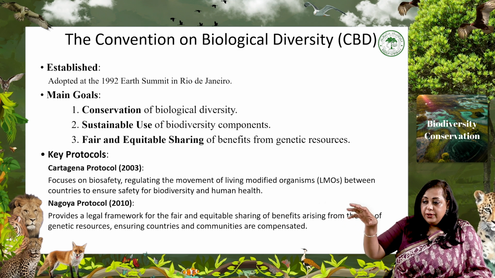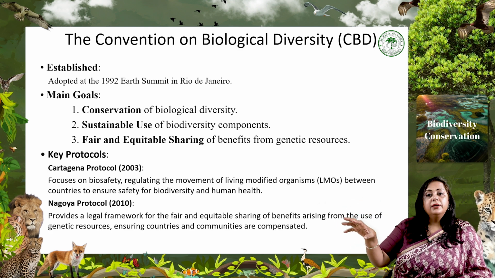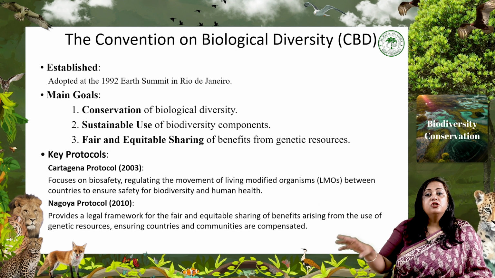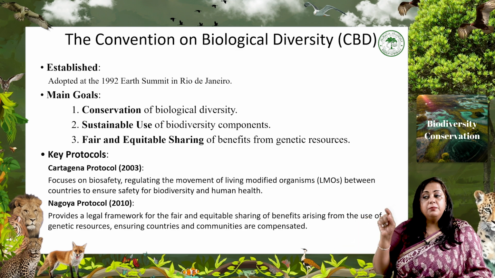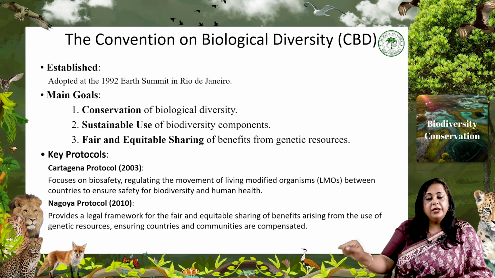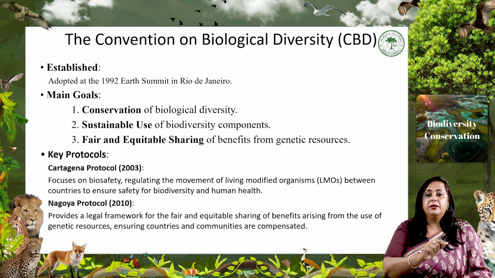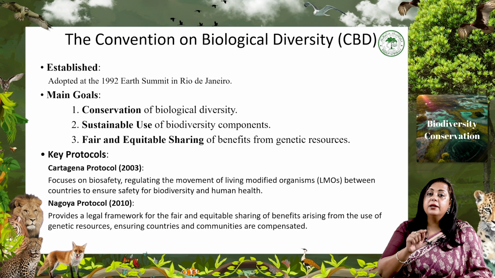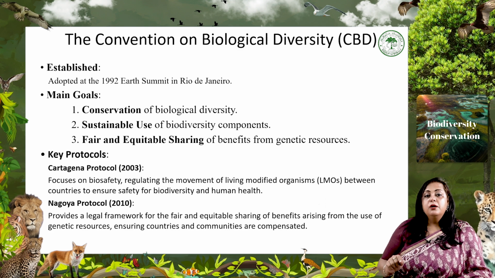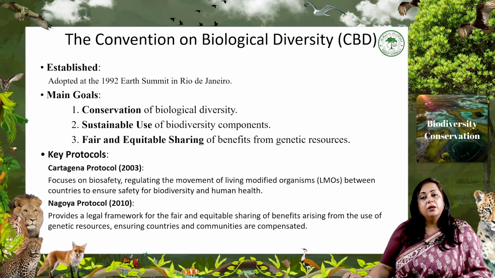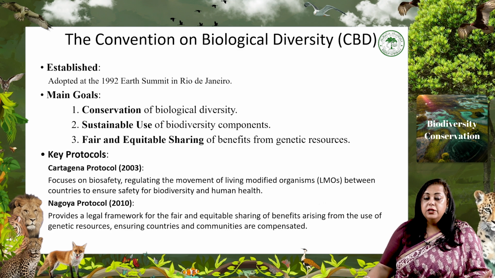If turmeric is grown by some villagers, they should be compensated for providing the genetic material to any country. So, this is the most important aspect, the most important framework, the most important protocol, that is the Nagoya Protocol. That is the legal framework for the fair and equitable sharing of the benefits arising from the use of genetic resources, ensuring countries and communities are compensated.